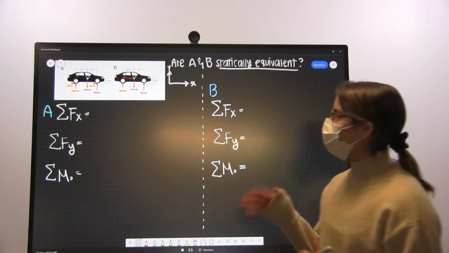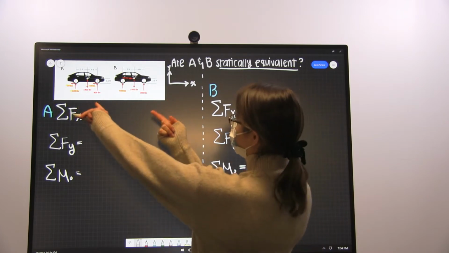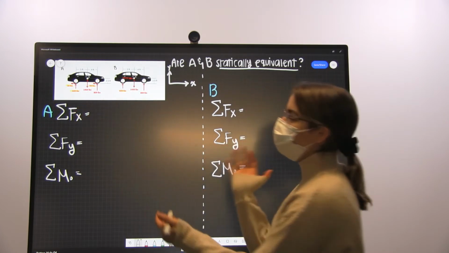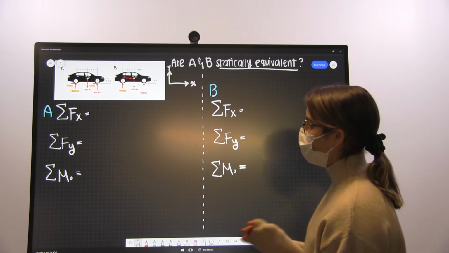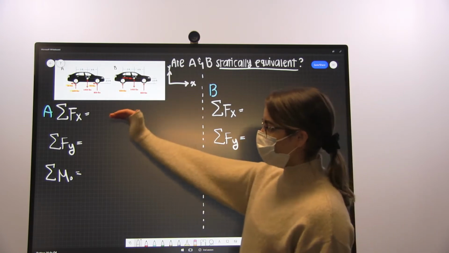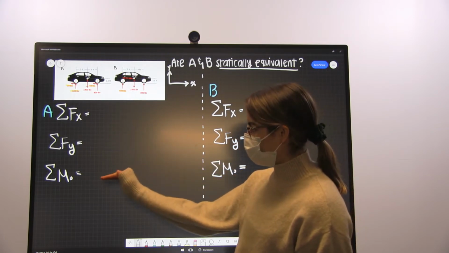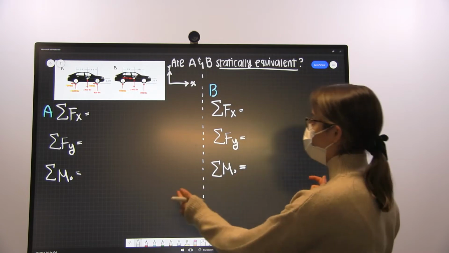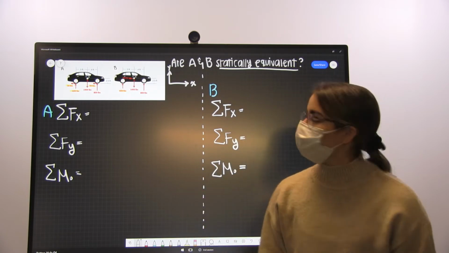Okay, so in this problem we're asked to determine whether the forces applied in each of these cars, whether these systems, are statically equivalent. To do that, we're going to do our sum of the forces in the x direction, the forces in the y direction, and the sum of our moments for each of our systems, and compare them and see whether or not they're equivalent.